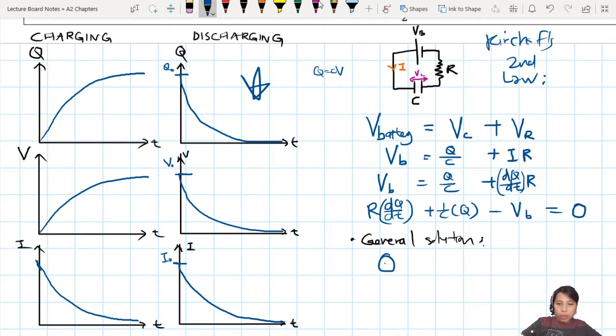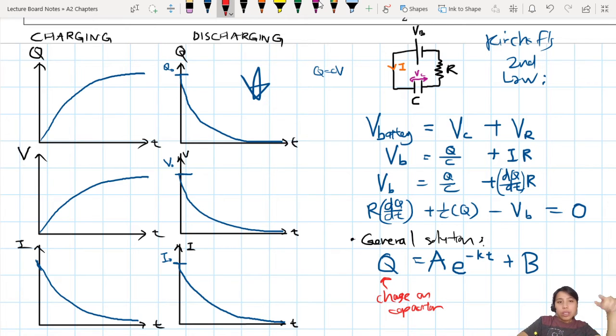An equation where q equals some constant A times exponential negative kt, where k is some constant. I don't know why, I just put the constant first. B is also a constant. This here, q, is your charge on your capacitor. So we are kind of done.